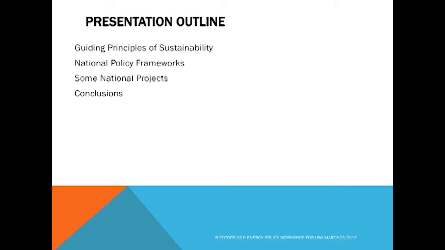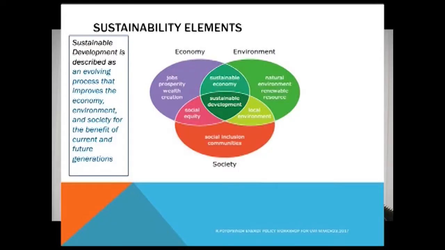I will look at some national policy frameworks and some examples of national projects where you actually have elements of sustainability, and then a brief conclusion. So I'd like to start with something that is very familiar to most persons, this Venn diagram, which shows the elements of sustainable development: economy, environment, society.